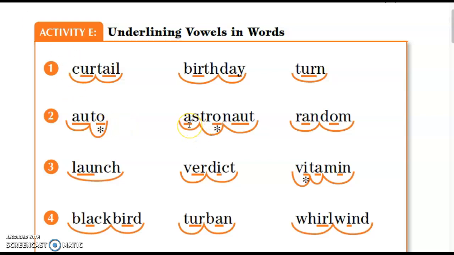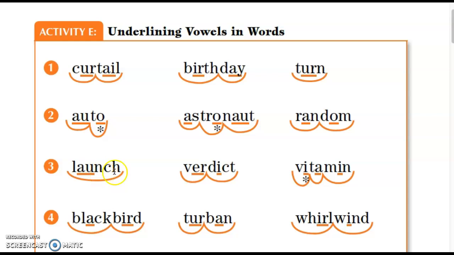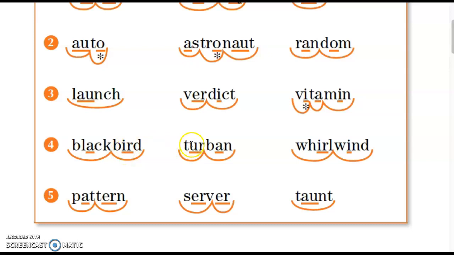Next one, underline the vowels. There's 3 of them, so there's 3 word parts. Astronaut. Next word is A and O. How many word parts? 2. Random. Next one, launch. Verdict. Vitamin. Blackbird. Turban. Whirlwind. Pattern. Server. Taunt.